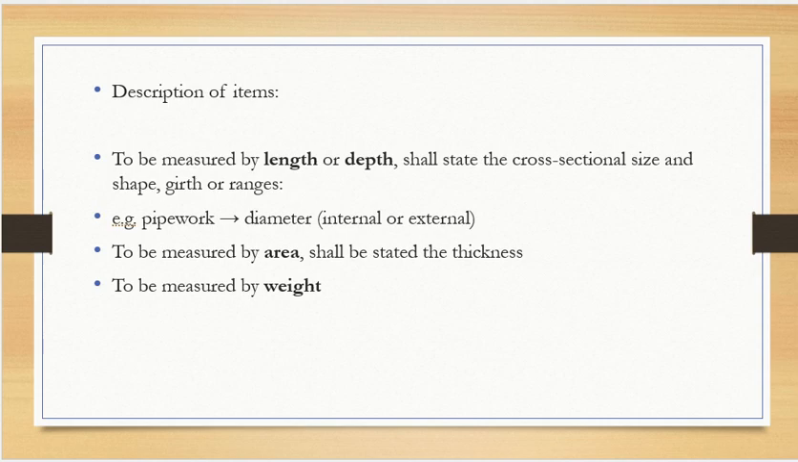The descriptions of items are of different types, so their description will be different as well. Some items are measured linearly with one dimension, so length or depth. Wires, pipes. That doesn't mean the area is ignored, area is constant. The examples are given here.